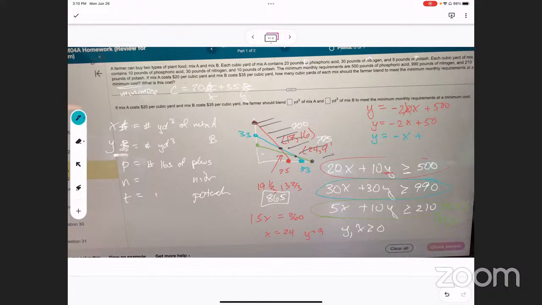What I'm doing, I'm just trying to do this in my head. It's 990 divided by 30. So those cancel and it's just 33. Yeah, 33. Get how I found that?